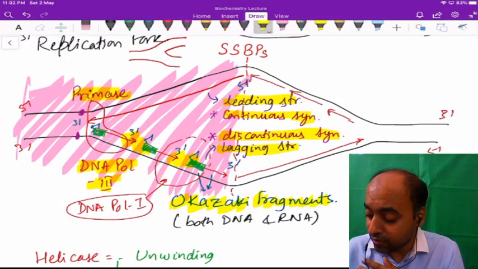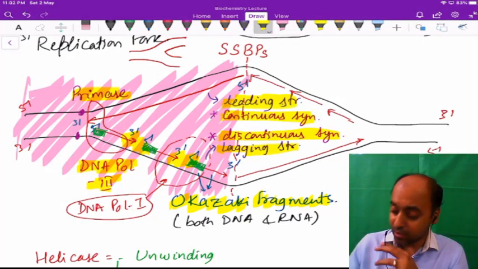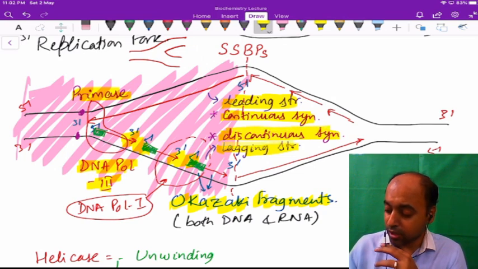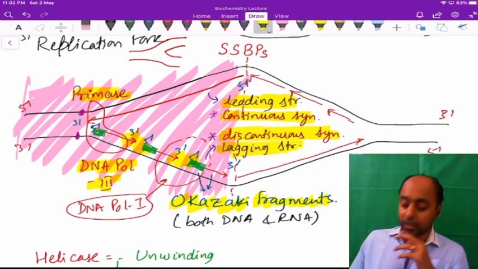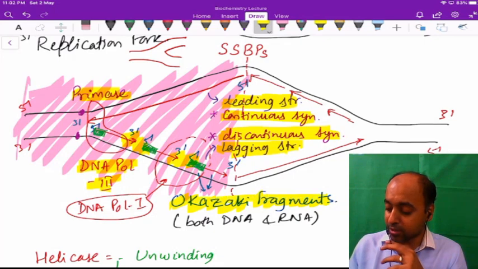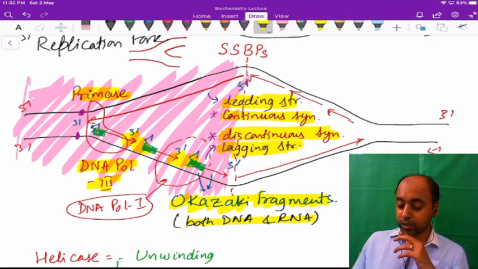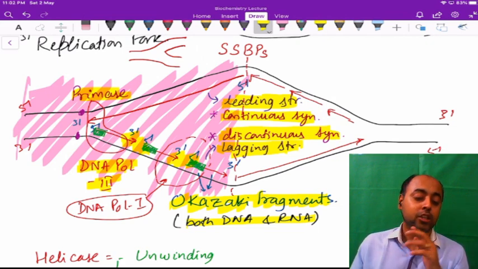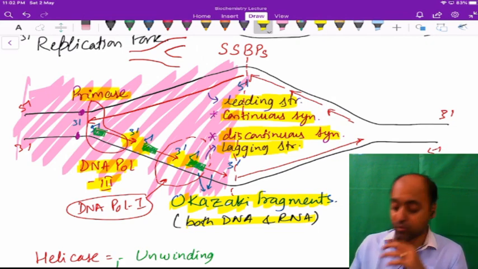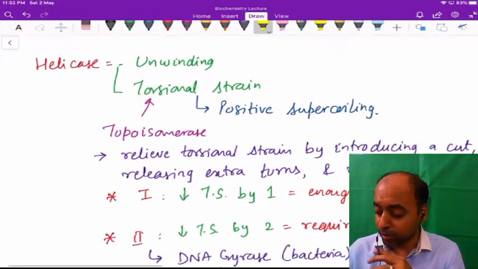Because the two strands are antiparallel and the nucleic acid is always synthesized in the 5' to 3' direction, we find a different pattern of replication on the two strands. On one strand we find continuous synthesis, we call it the leading strand. On the second strand, we find discontinuous synthesis, we call it the lagging strand. The lagging strand has Okazaki fragments which contain both DNA and RNA. Now, to join together the Okazaki fragments, we need the DNA polymerase 1.